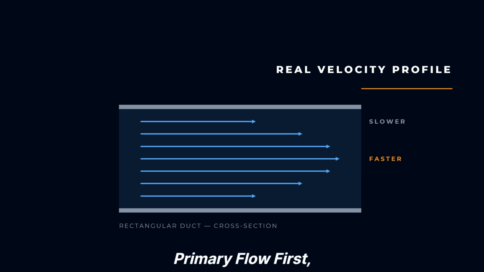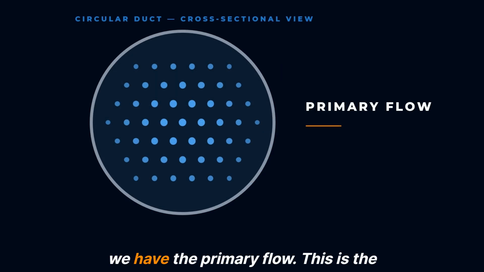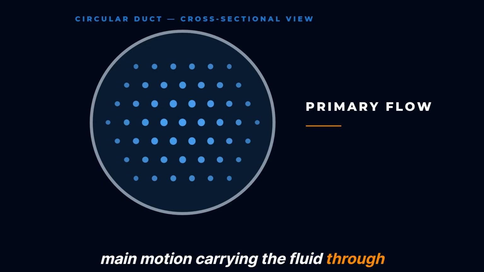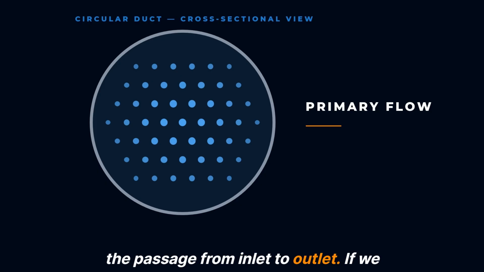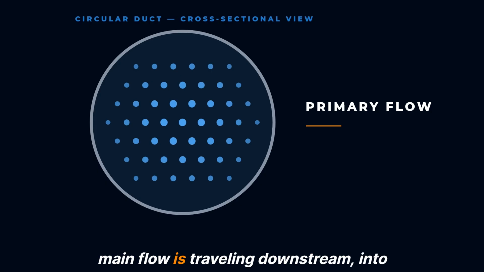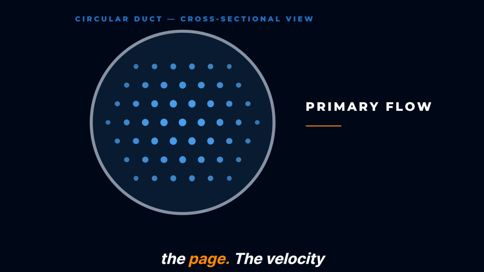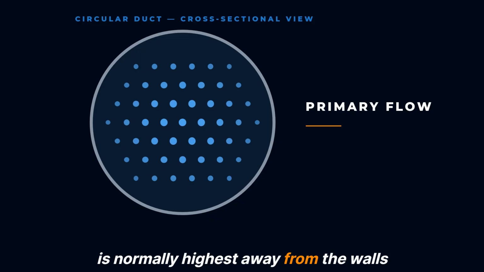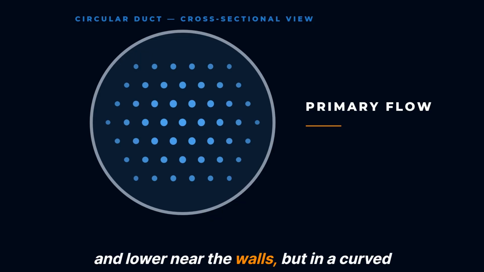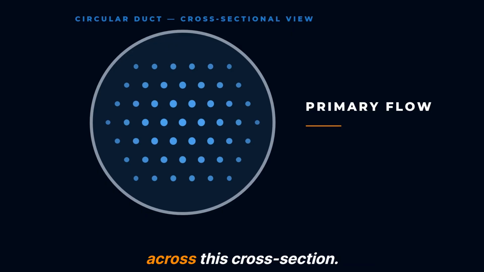Primary flow. First, we have the primary flow. This is the main motion carrying the fluid through the passage from inlet to outlet. If we look at the duct in cross-section, this main flow is traveling downstream, into the page. The velocity is normally highest away from the walls and lower near the walls. But in a curved passage, the fluid also begins moving across this cross-section.